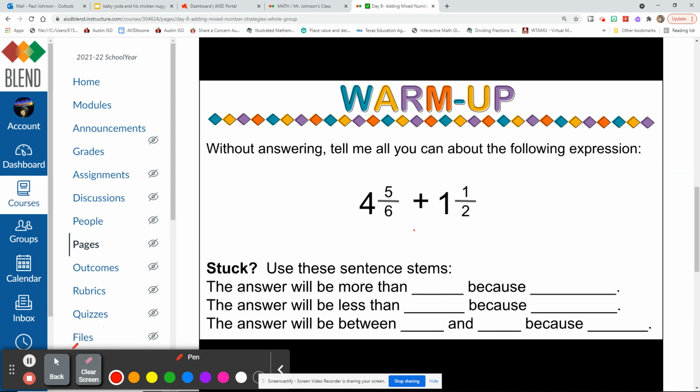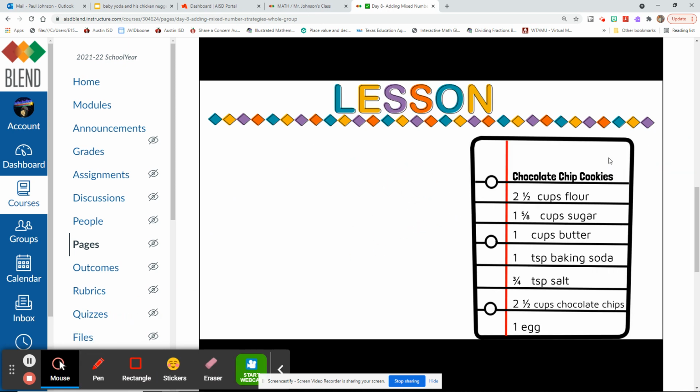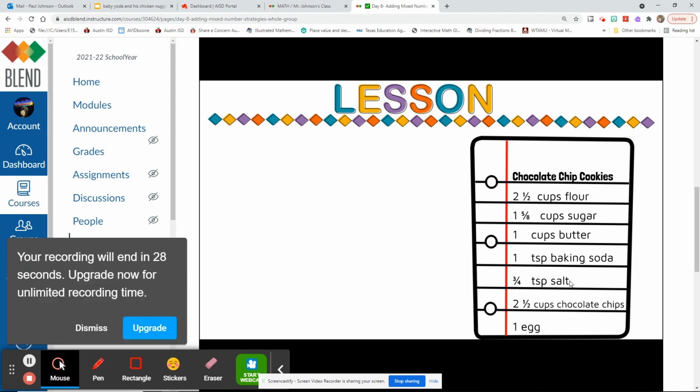Okay, so moving on. Oops, that's the wrong thing. I just wrote a red dot. There we go. So I wonder if this recipe actually works. It says chocolate chip cookies: 2.5 cups of flour, 1 and 5/8 cups of sugar, 1 cup of butter, 1 teaspoon of baking soda, 3/4 teaspoon of salt, 2.5 cups of chocolate chips, and 1 egg. Wow, you have as much chocolate chips as flour. Does anyone bake? If anyone bakes and knows if this would actually work, please let me know.